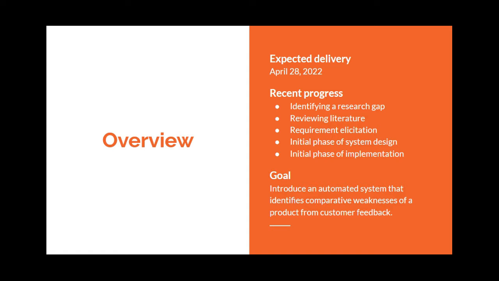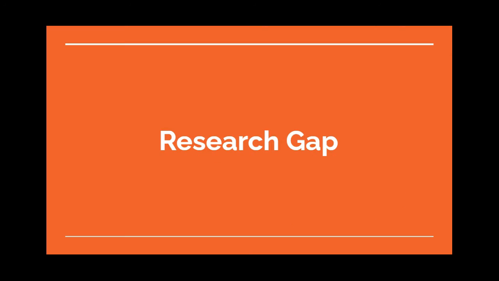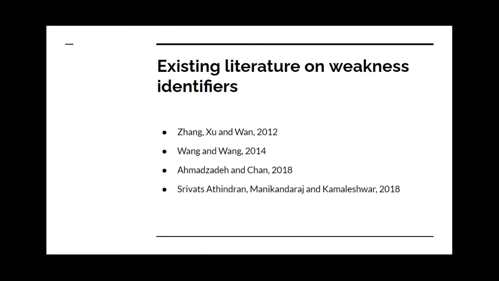Next, we'll look into the research gap. First, I looked into existing literature on weakness identifiers. These are some of the weakness identifiers I found. Existing literature about these weakness identifier systems focuses on individual product reviews rather than comparative reviews provided by customers.